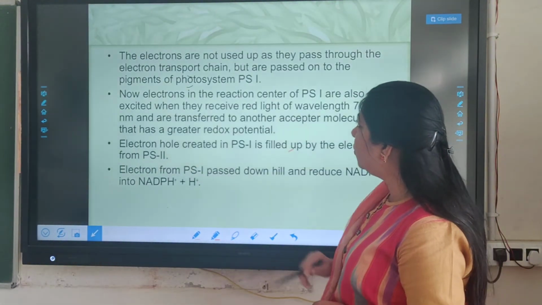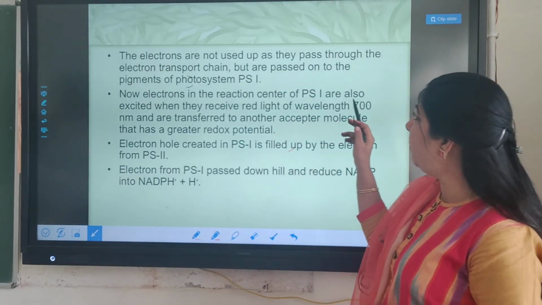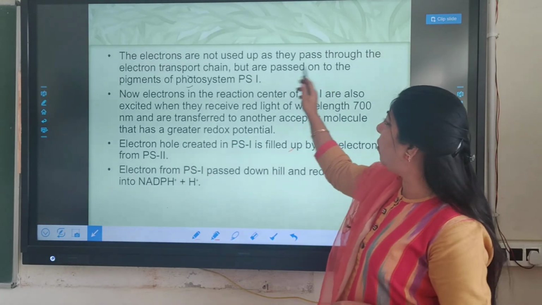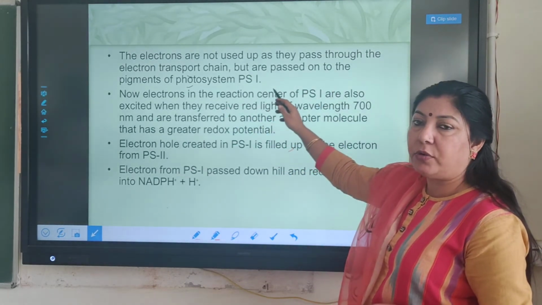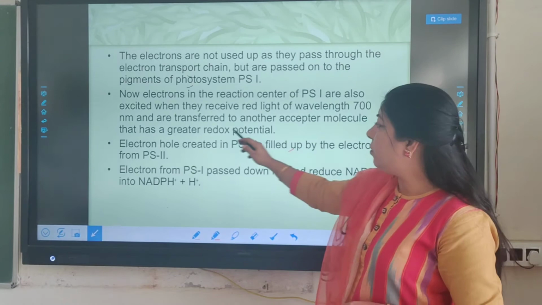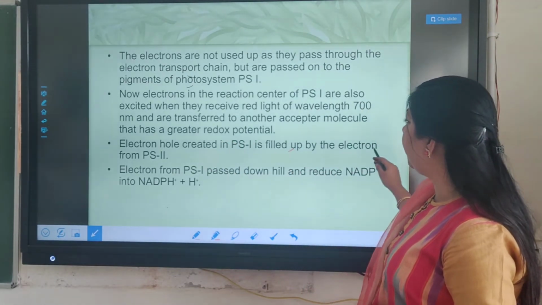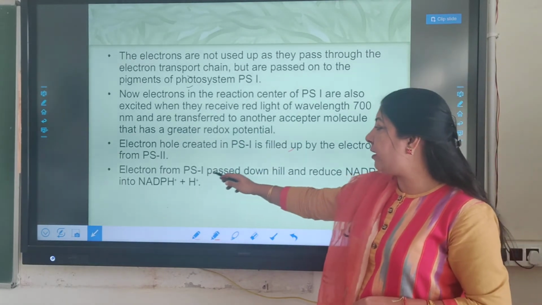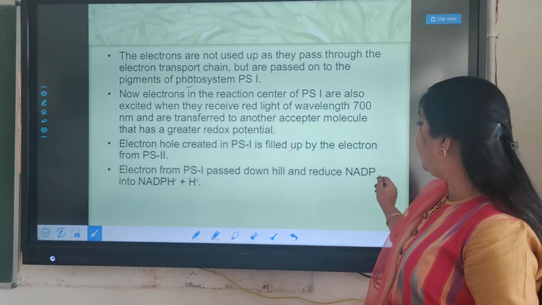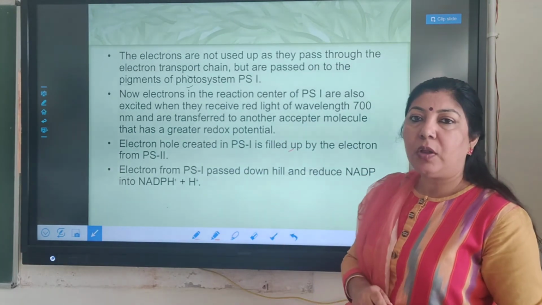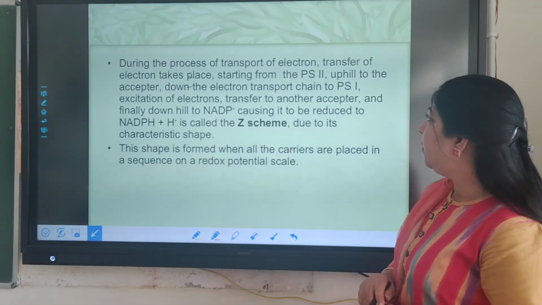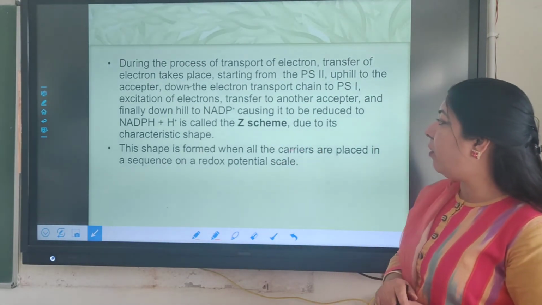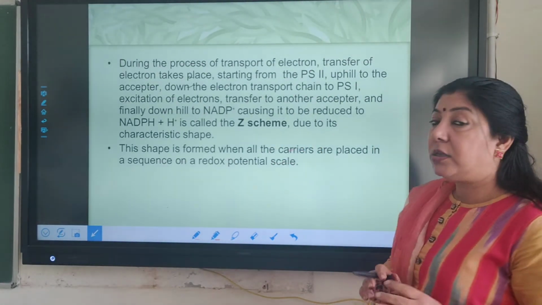Okay. So the electrons which are not used up, they pass through the electron transport chain but are passed on to the pigments of photosystem 1. Okay. So this electron hole created in PS1 is filled up by the electrons from PS2, and electrons from PS1 pass downhill and reduce NADP to NADPH. So as a result, we call it as Hill reaction or Z scheme. So this is very important.